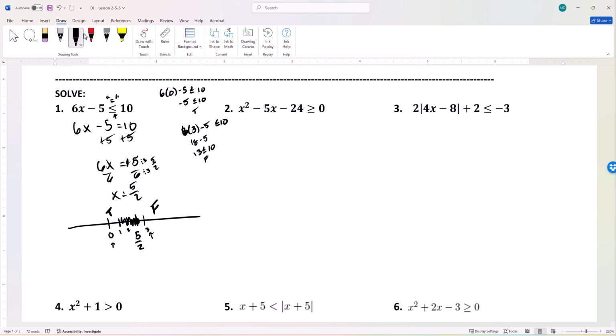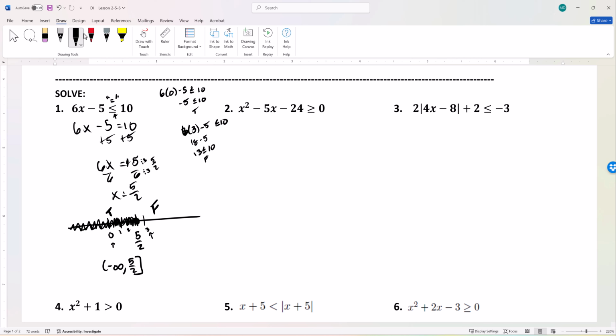Now your solution is always the true boundaries. So in this instance, because that's true, that's why I'm shading it. So my answer is the shaded region, which is negative infinity to 5 halves, including 5 halves because it's equal to.